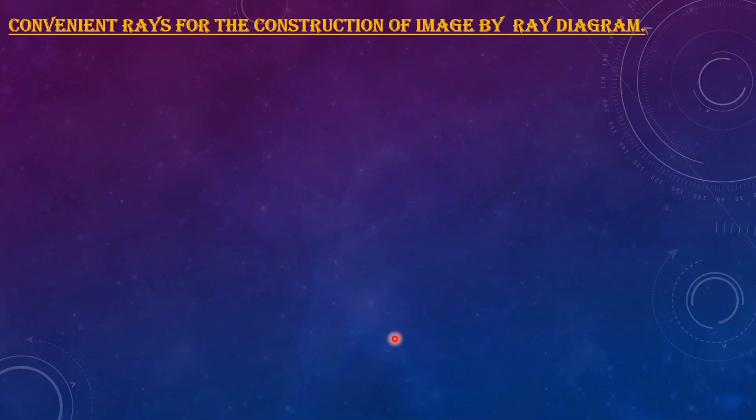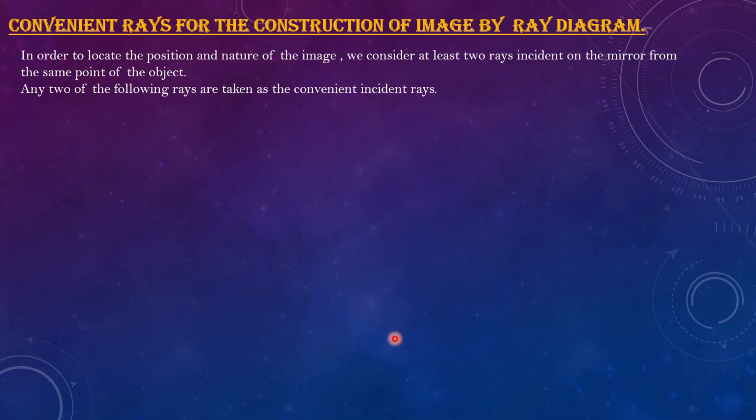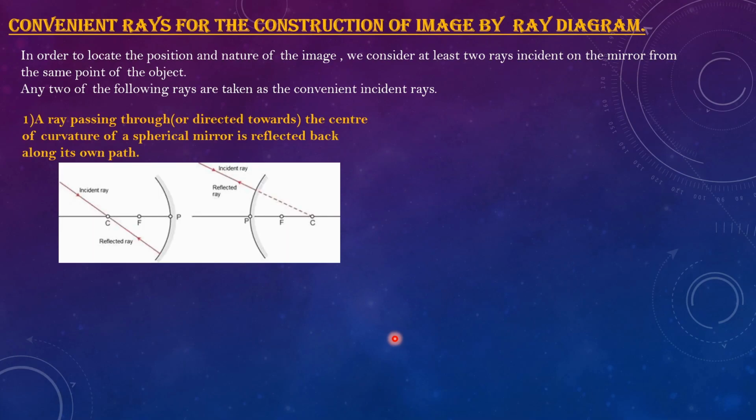Now, convenient rays for the construction of image by ray diagram. In order to locate the position and nature of the image, we consider at least two rays incident on the mirror from the same point of the object. Any two of the following rays are taken as the convenient incident rays.